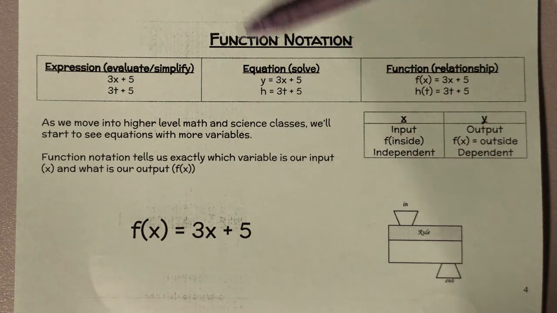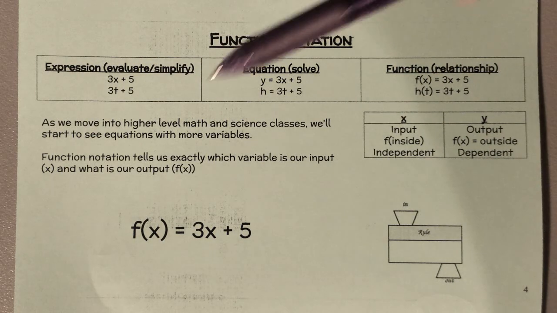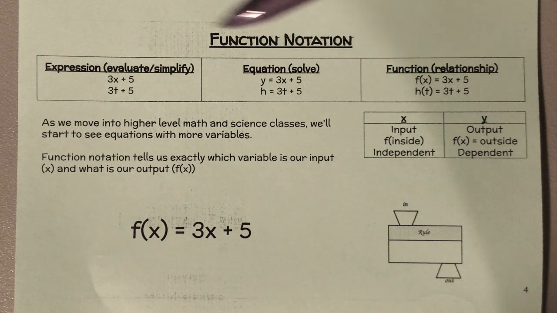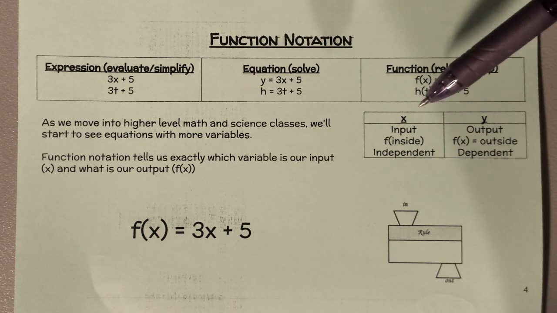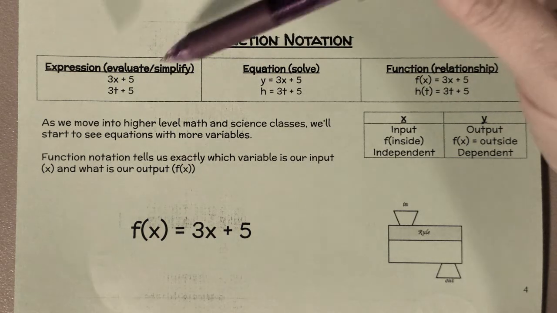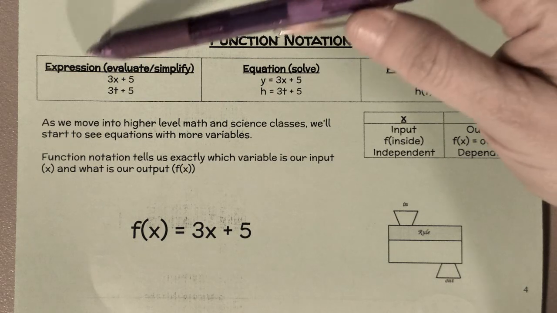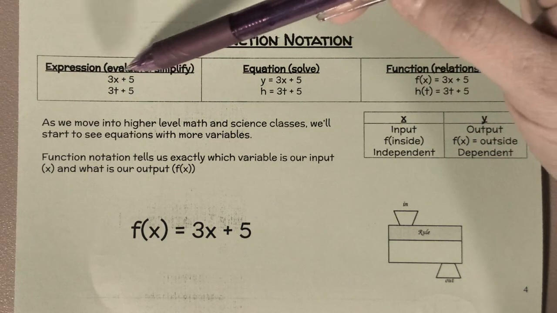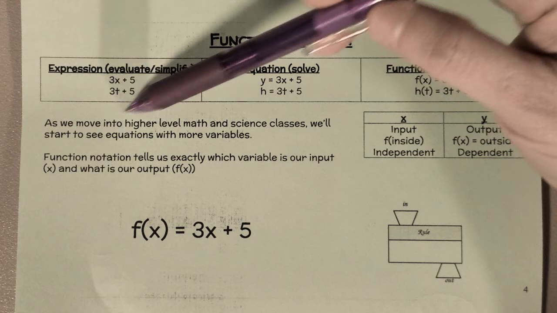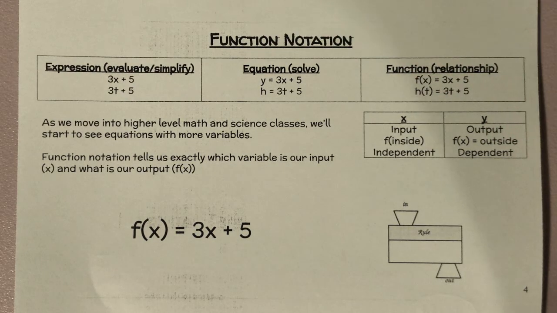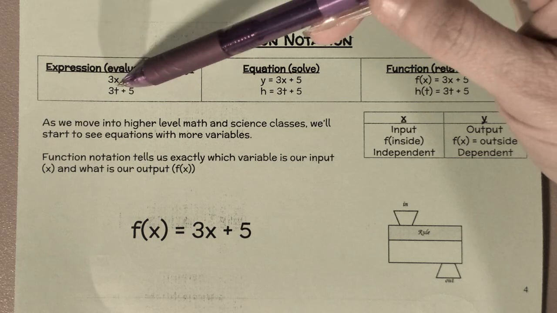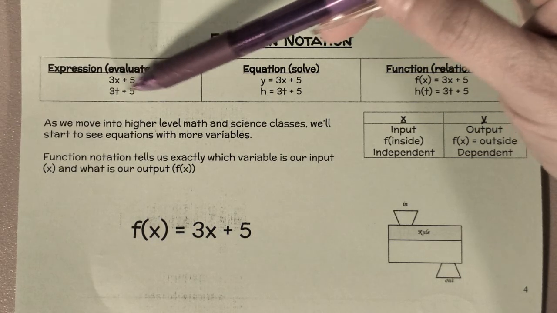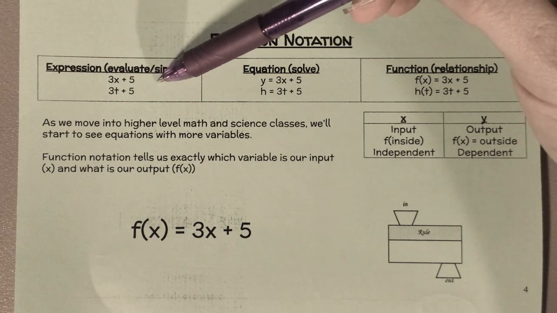So first I want to talk about the different types of things that we see: expressions, equations, and functions. These are 3 different types of representations of relationships, and I want to help you understand them. First of all, an expression is a way to represent a relationship, but it doesn't have an equal sign. We just evaluate or simplify them. To evaluate, I can plug in an x value and simplify that to find out what it's worth.